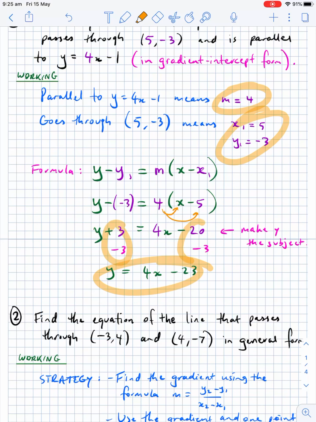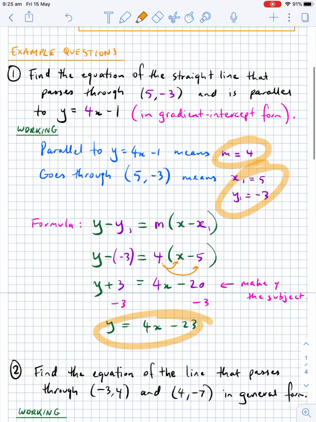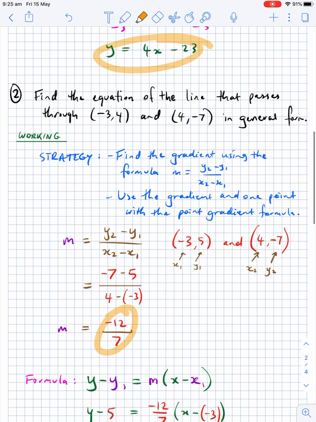So we're going to minus 3 from both sides. And we get the equation y equals 4x minus 23. That is the equation that we're after. The line that is represented by this equation is parallel to this line and it goes through this point. So we're getting the correct answers.